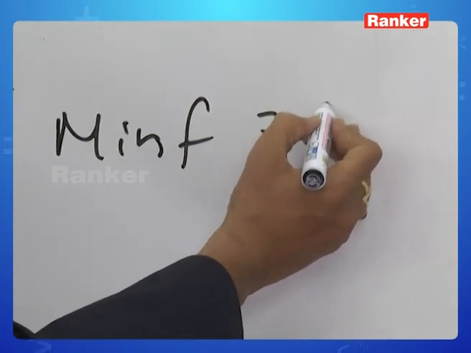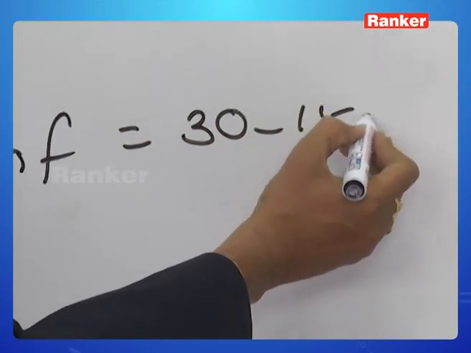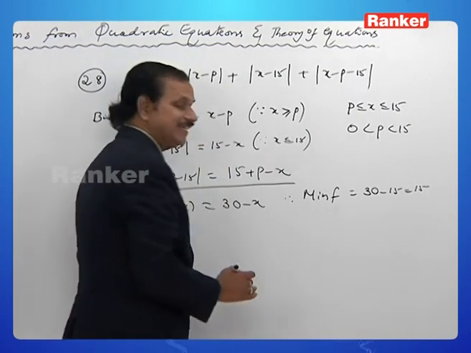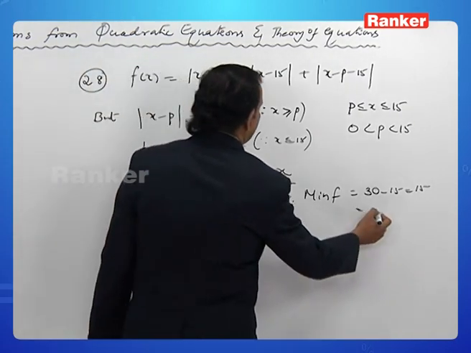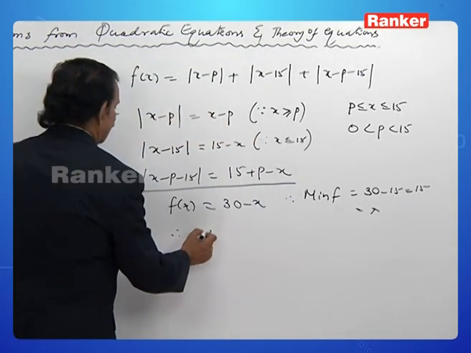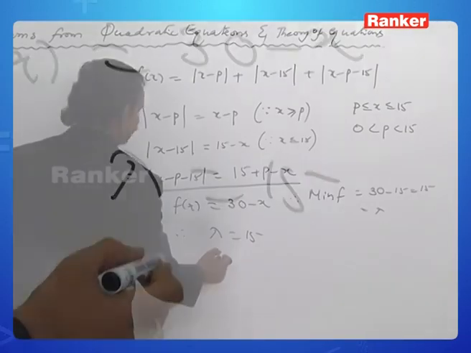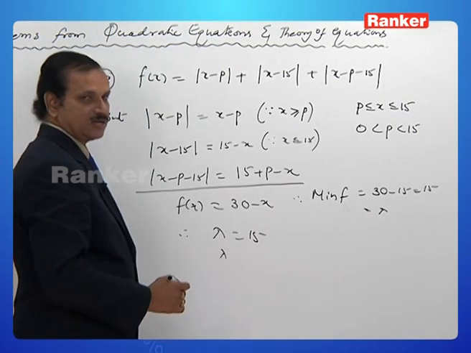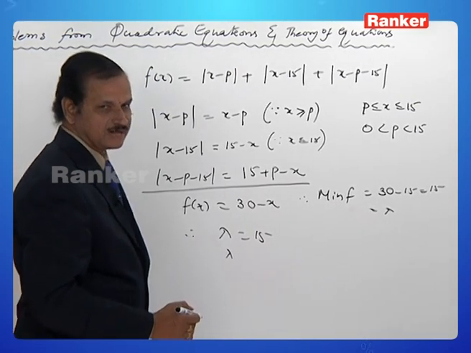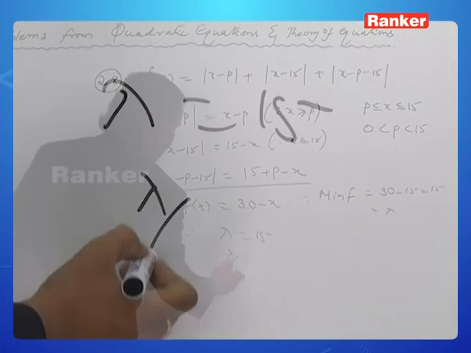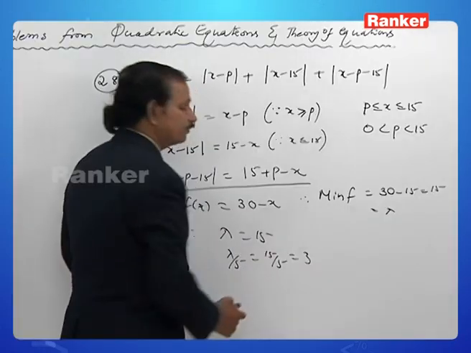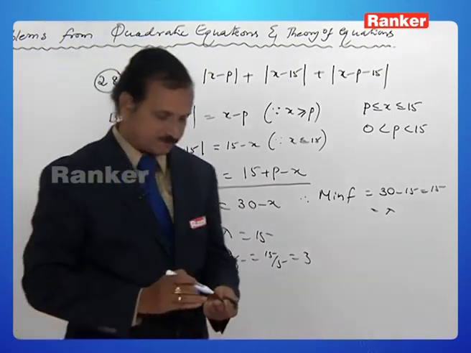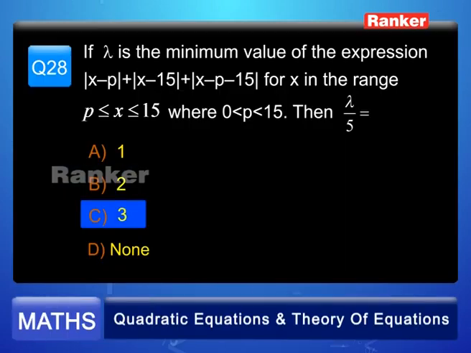is equal to 30 minus 15, which is equal to 15, and in the question itself lambda is the minimum value of f. Therefore, lambda is equal to 15, and we are not asked to find the value of lambda, but lambda by 5 is required. What is lambda by 5? It is 15 by 5, which is equal to 3. Is it available? Yes, of course it is available in the third option, that is option C is the right option.